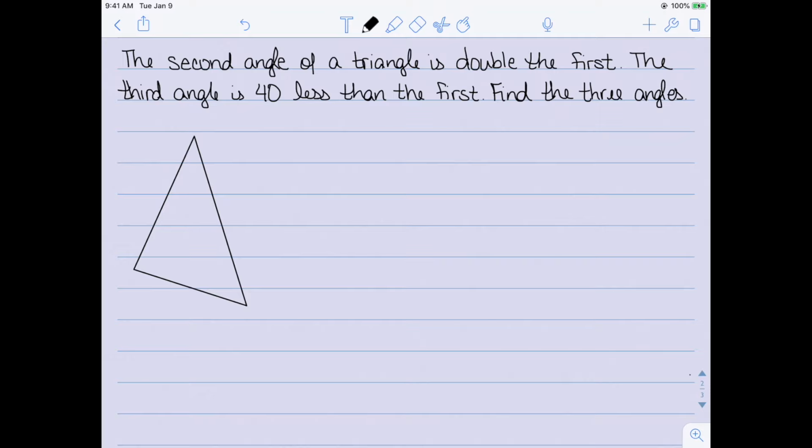We know the second angle is double the first. So if I call the first angle x, the second one would be double that, or 2x. The third angle is 40 less than the first, so the first was x, so the third would be x minus 40. And for this, we need the key that in geometry, if we add up all of the angles of a triangle, it should be equal to 180 degrees.